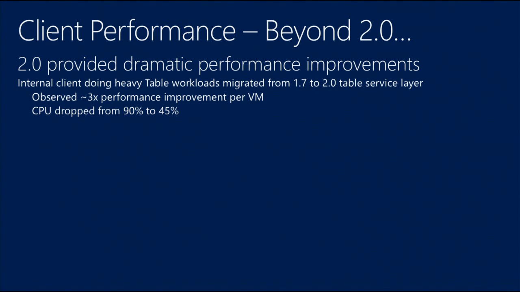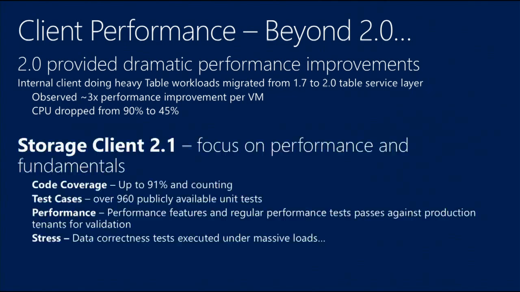And VM to VM, they saw the CPU is probably about half of what they're seeing on the old client. So there's a huge performance gain. We've done a lot of work in tuning this. For 2.1, we are moving even further in both performance and fundamentals. We're also going to hit some highly requested features that clients have been asking for.